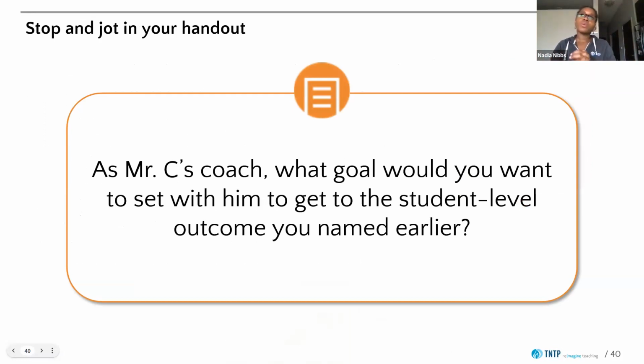If you're like, ooh, I would like to see X% increase in blah, or more blank opportunities for whatever. So get specific. You all are pros at writing goals, and you know they have to be measurable, time bound, etc. Use that same lens. What goal would you ideally want to set with Mr. C to get to the student level change you want to see in that class? Take a few minutes here and jot down that goal in your handout. This will come in handy in a couple of slides, so make sure you write down your goals.